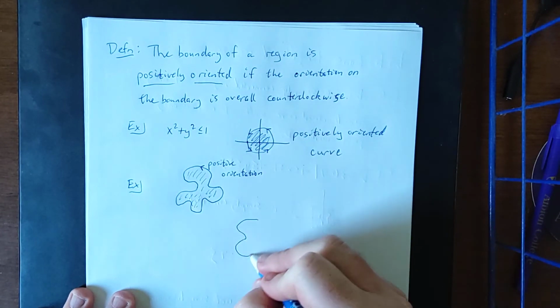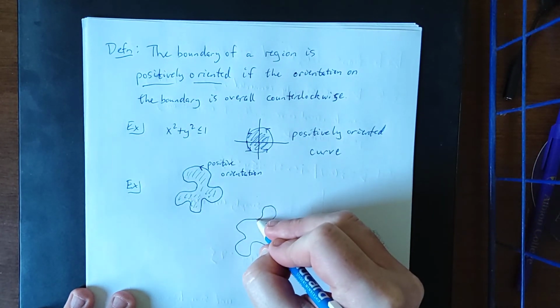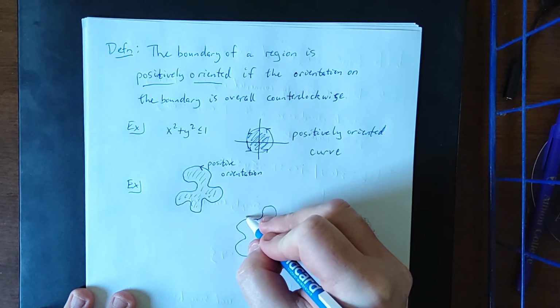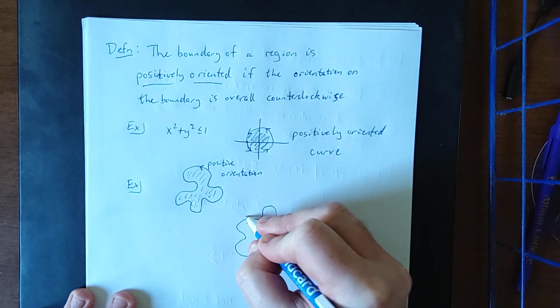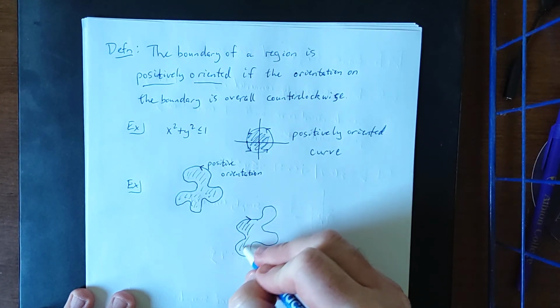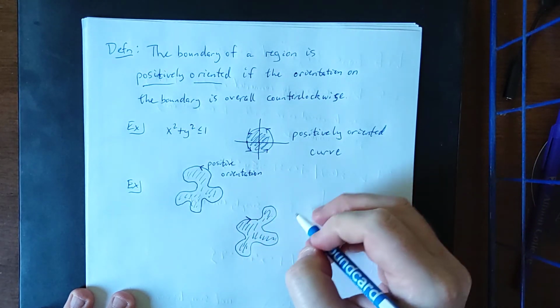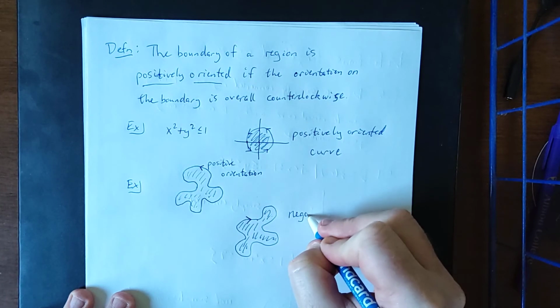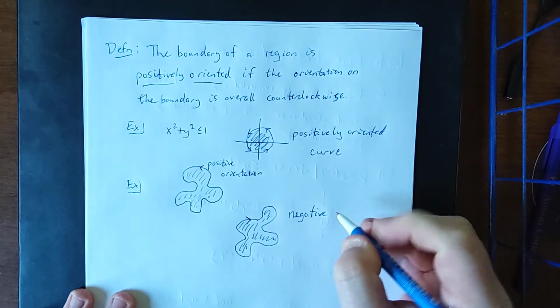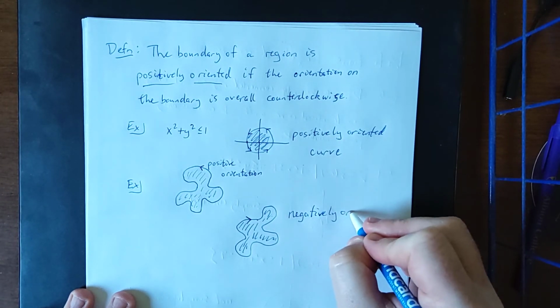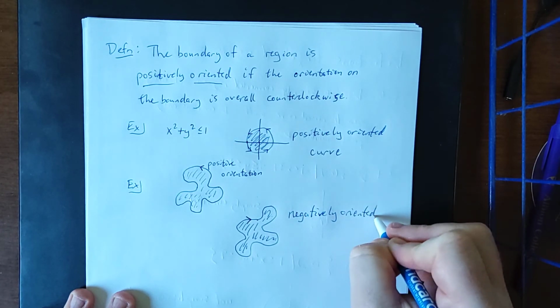Now, if I were to do something similar, but this time say I'm going to walk in this direction, my right arm would be over the interior of the region and my left arm would be on the outside. This would be considered a negatively oriented curve.